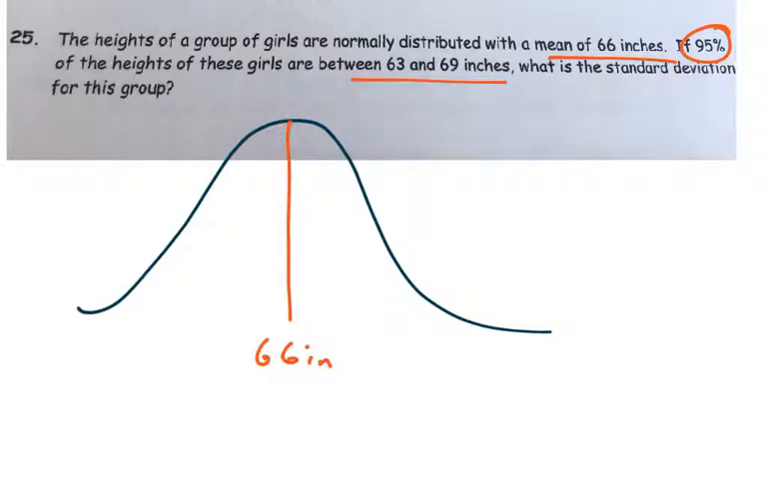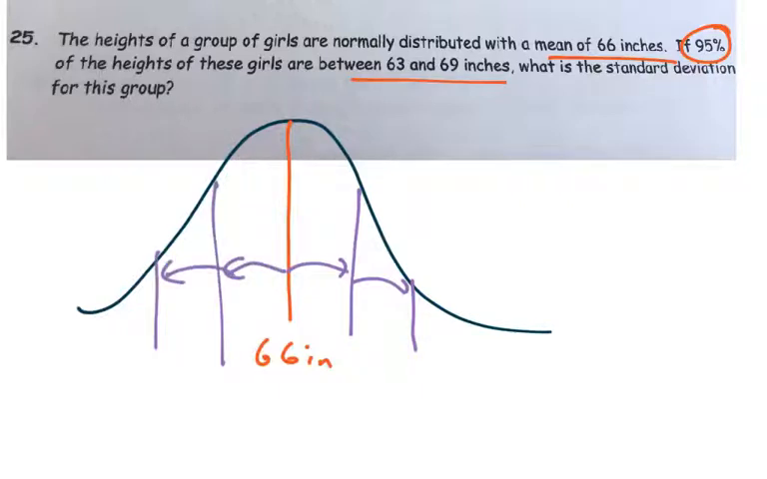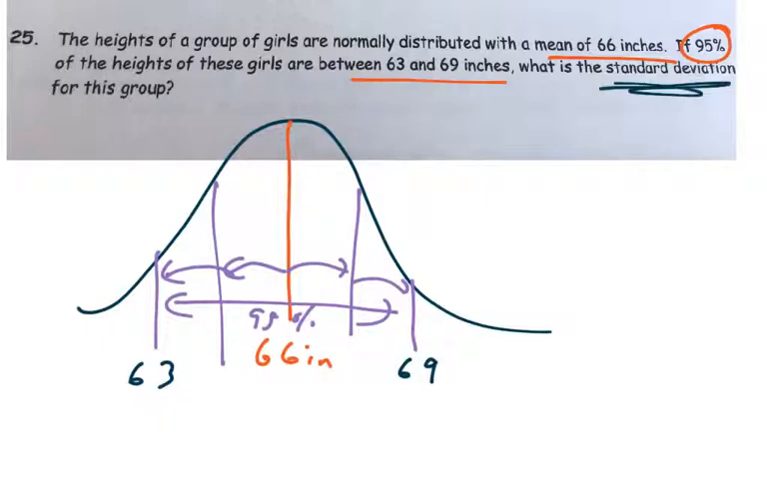Now remember the empirical rule. That means if I go 1, 2 standard deviations above, and I go 1, 2 standard deviations below, all of this together is 95%. That's what the empirical rule says, correct? And they just told us that this is 63 and this is 69. What is the standard deviation therefore?